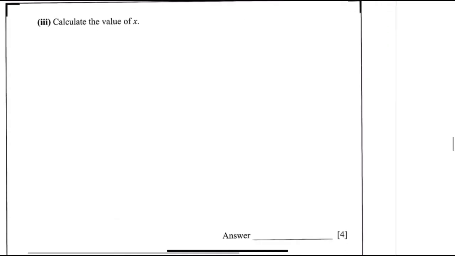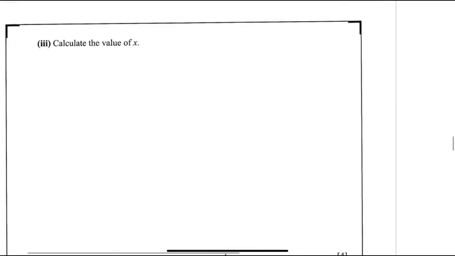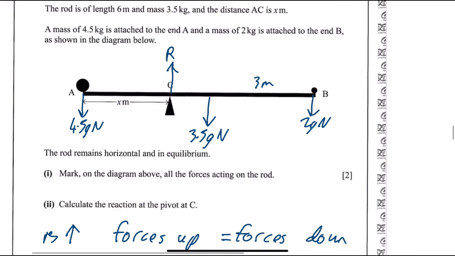For the next bit, it says calculate the value of X. So I'm going to take moments about A, and I'm going to put clockwise equal to the anti-clockwise. Let me just draw that out again. It just saves me going back and forward.